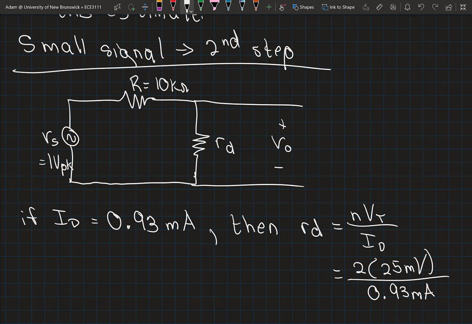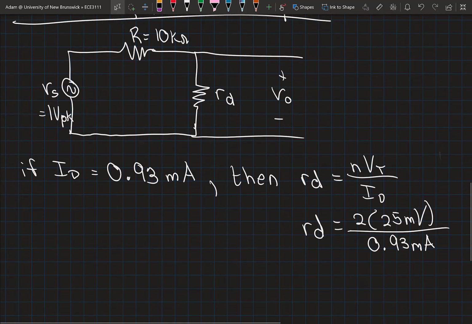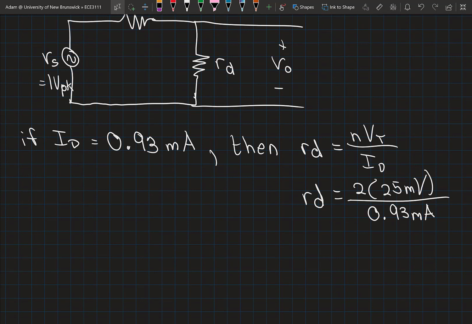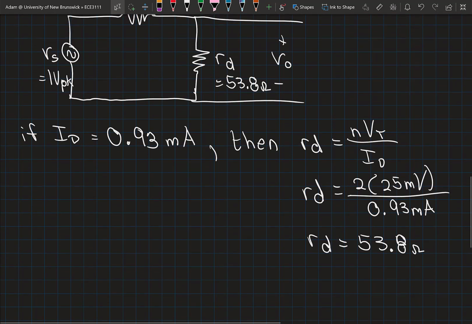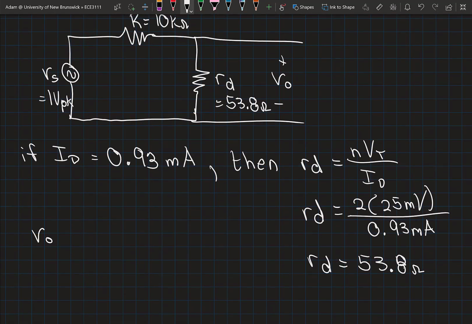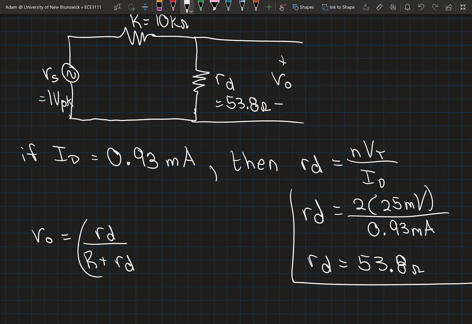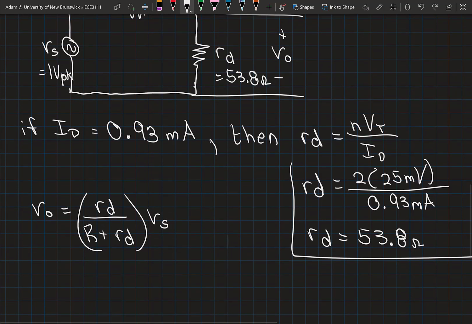Right? So plugging in those values, be careful of your units here. I've got everything in milliamps, so the milli term is going to cancel, and I'll end up with a small signal resistance of 53.8 ohms. So in my small signal model, this is simply a 53.8 ohm resistance. My output voltage is simply calculated through a voltage divider, right? My small signal resistance divided by my current limiting resistance plus my small signal resistance, times my applied signal.